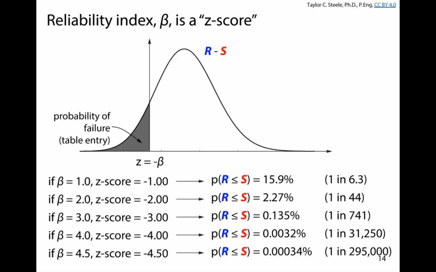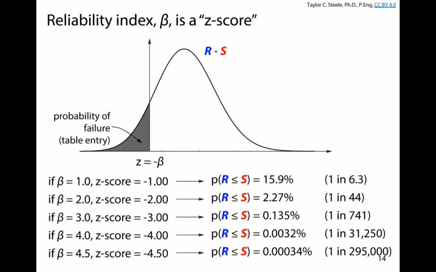Okay, so winning the lottery is 1 in 14 million. That's like a Z score of 6 or 7 or 8. Shuffling a deck of cards in the same order twice, I don't even know what beta that would be. But in structures, we tend to play within the range of 3 to 4.5.